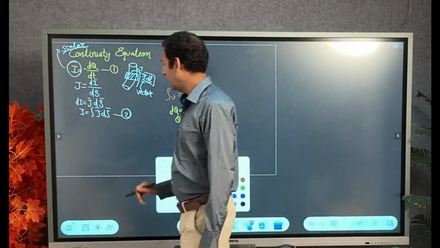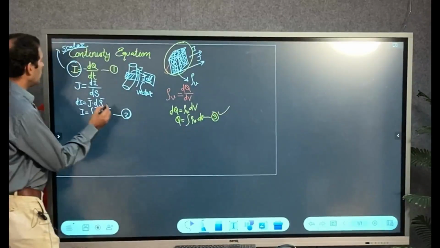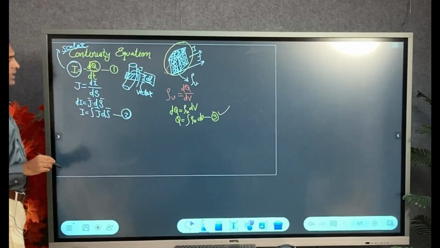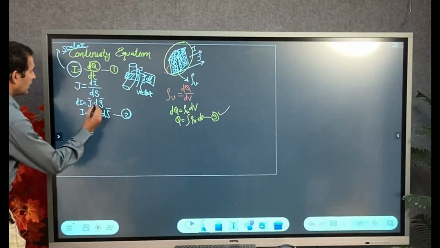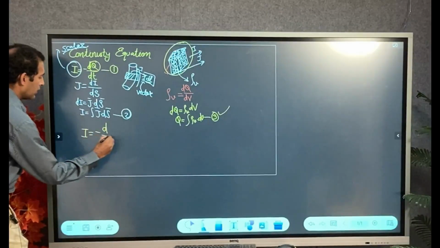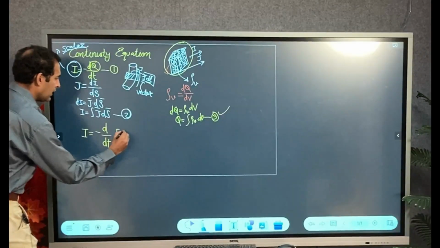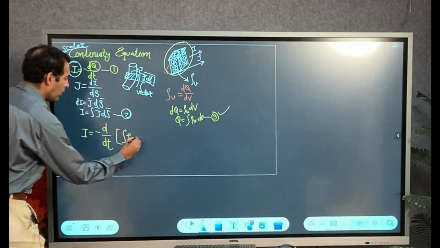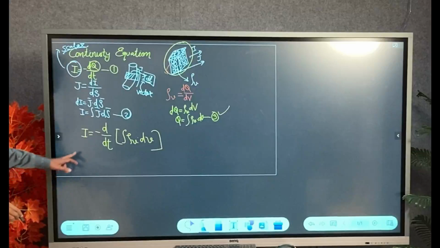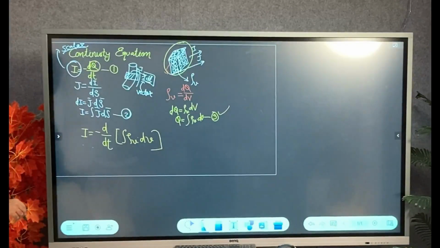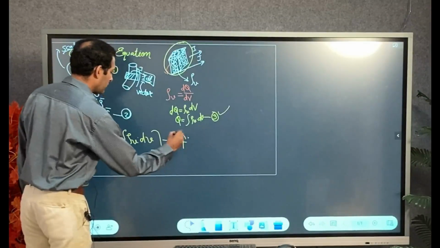Now let us keep the value of charge q from equation number 3 into equation number 1. In equation number 1, on the RHS we have one q. So what we can write here, say I is equal to, in place of q, d by dt of integration of rho v dv. So this is our new value of current. Now let us call it expression number 4.